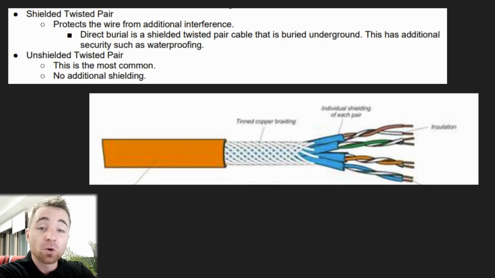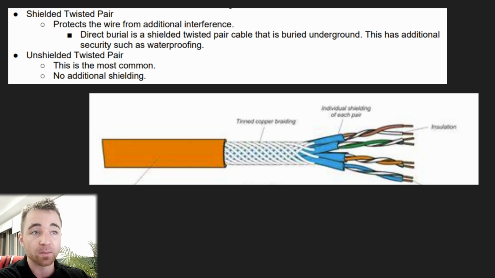Now, we talked about copper twisted pair cabling. Now we have shielded twisted pair. So this additional layer of shielding that you can see in this graphic here that I just grabbed off of Google Images, it's not mine, I grabbed it off of Google Images. This layer of shielding protects the wire from additional interference.